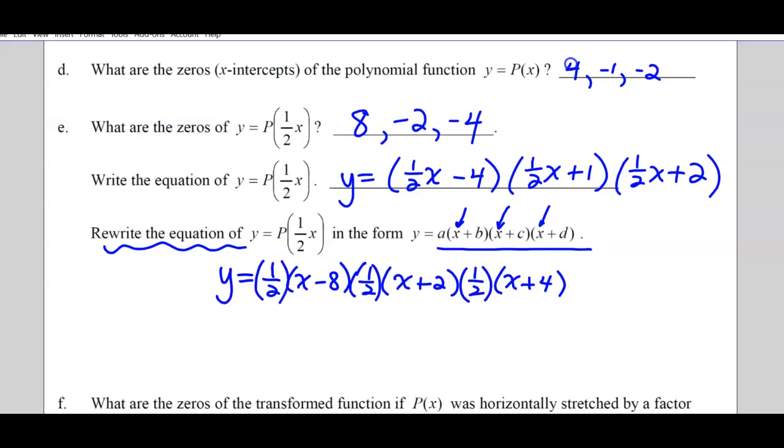So that's really what you're doing. You're factoring out a half from here. That'll leave you with a bracket of x minus 8. Then you're factoring out a half from here. And then I'm going to show that: a half times a half times a half is 1/8.